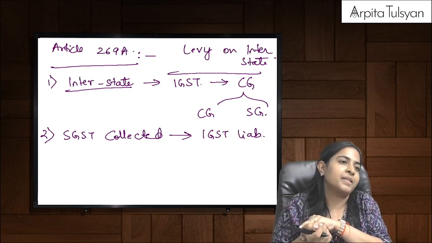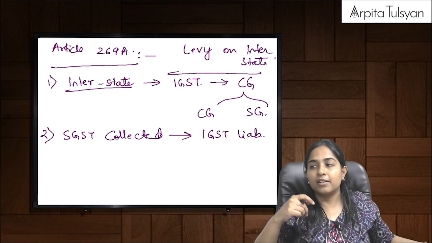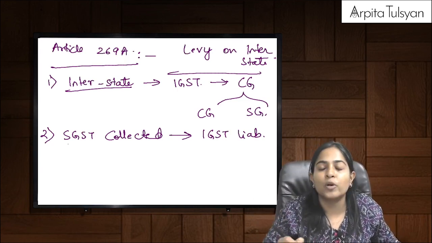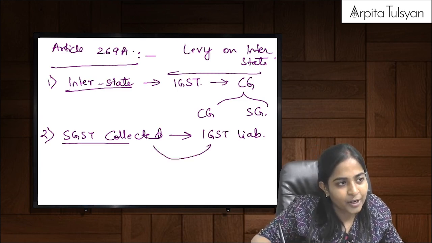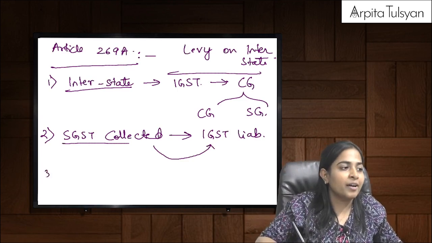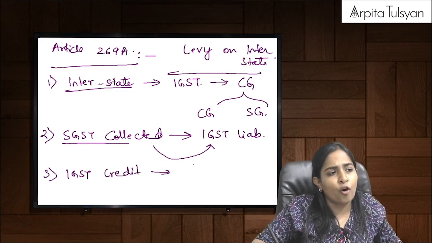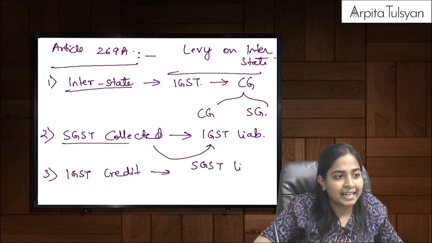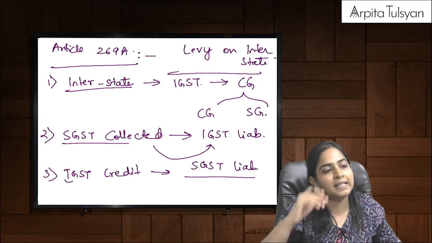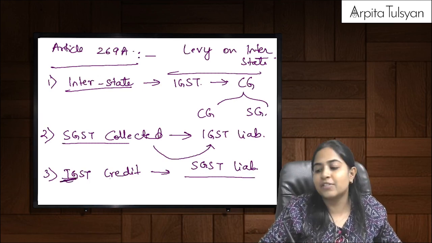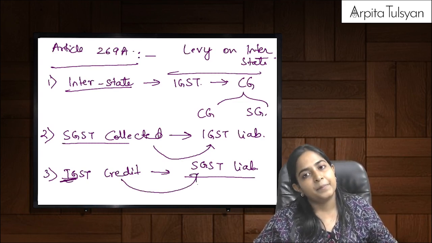Okay, generally whatever tax is paid goes to an account called the consolidated fund. If it is SGST, then it goes to the consolidated fund of state. But this will not go to the consolidated fund of state because later we are going to use it for IGST liability. Similarly, IGST credit, can it be used for payment of SGST liability? Answer is yes. So this IGST credit will also not go to the consolidated fund of India because it will be transferred to SGST liability. Are you clear with this?